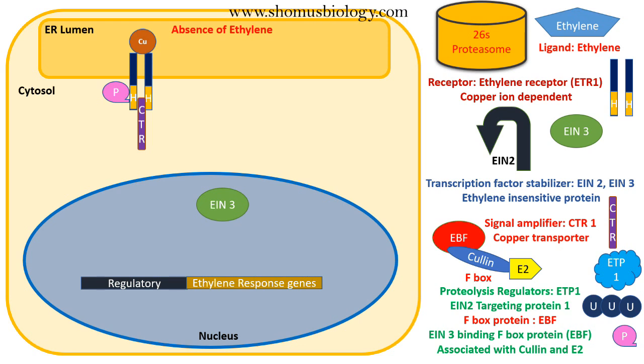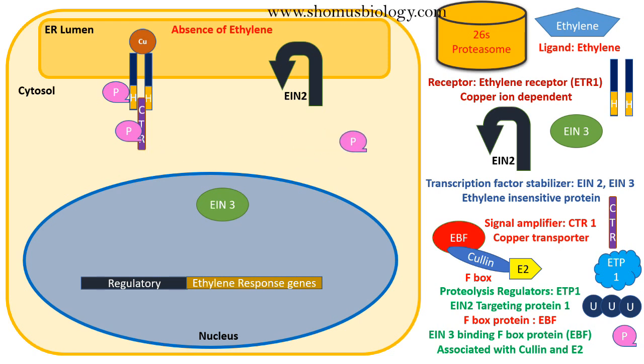Now once the phosphorylation is done, the histidine kinase domain transfers a phosphate group to the CTR. The phosphorylated CTR will now be able to phosphorylate the other protein, EIN2. So phosphorylation of EIN2 activates ETP1, or EIN2 targeting protein 1. As I said earlier, ETP1 is actually a ubiquitin ligase kind of protein. So it will associate itself with EIN2 and tag polyubiquitin to EIN2 at the cytosolic site.